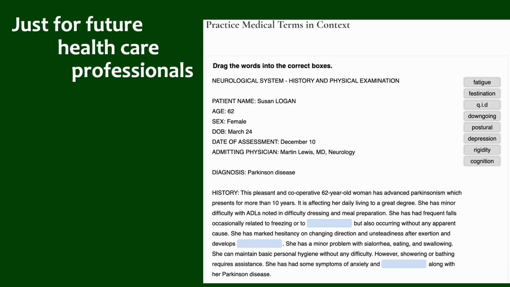Again, if you're aiming to be a healthcare professional one day, try and do these practice medical terms in context with real persons. I don't know actually how real these cases are, but these practice cases, yeah, this is what you'll be doing all day, every day.